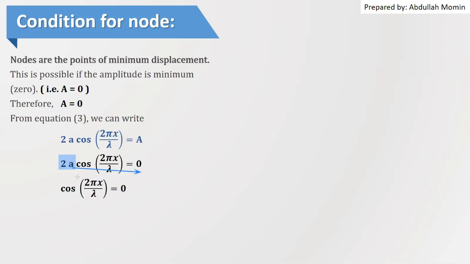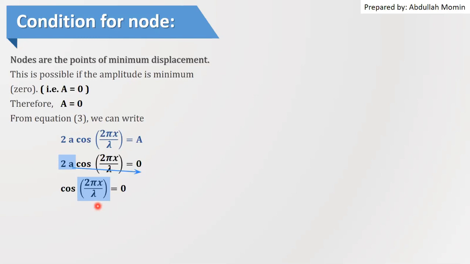Cos of this bracket is 0, and when will we get cos theta 0? Whenever the value of theta is pi by 2, 3 pi by 2, 5 pi by 2, 7 pi by 2, and so on. So in these cases, the cos theta will be 0.